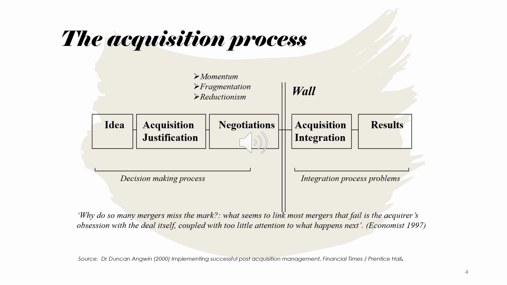Now, above the process, you'll see three bullet points around momentum, fragmentation and reductionism. These are problems that are inherent in the process. The first one is momentum. In order to achieve a deal, you normally have to have some sort of momentum, which means pressure to get the deal done. If you don't have pressure, then the tendency or the likelihood is that the deal never gets done because the world changes, there's a lot of complexity, and things just get in the way.